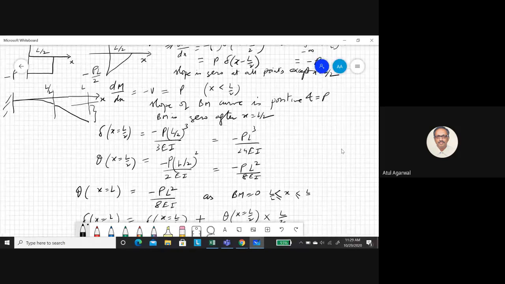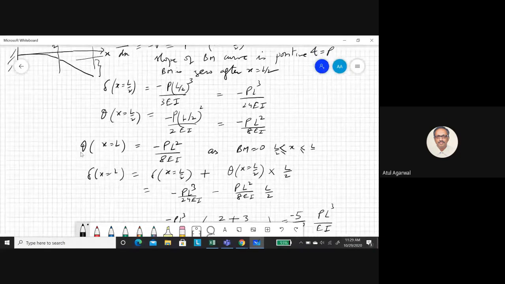So you can get deflection and slope at the end of the cantilever.